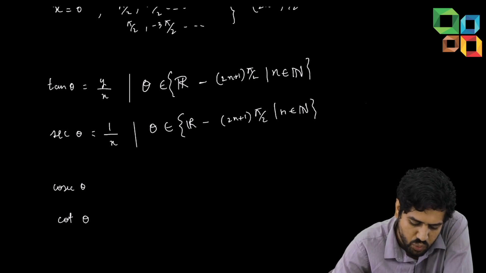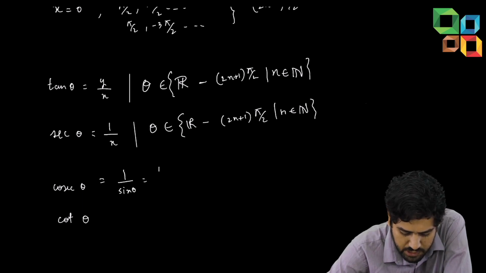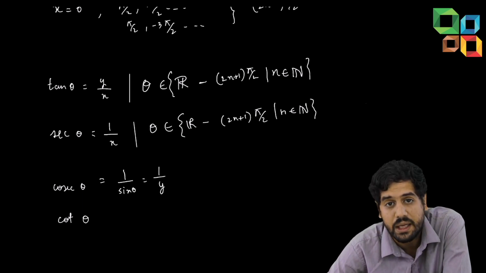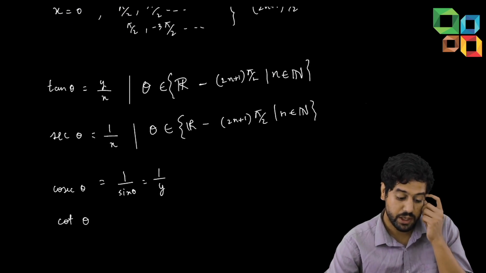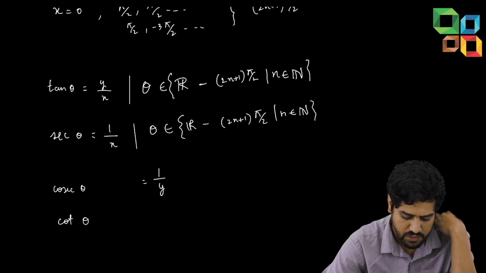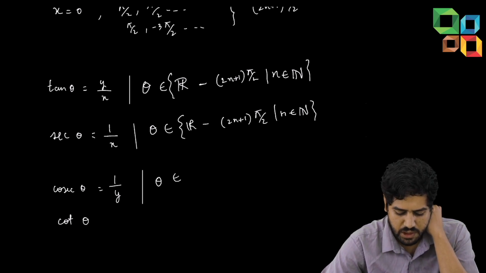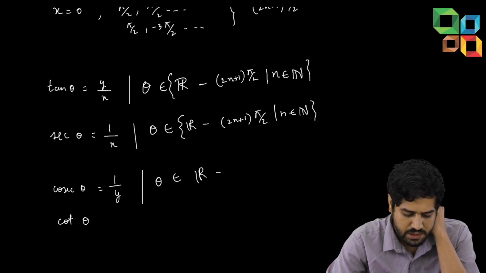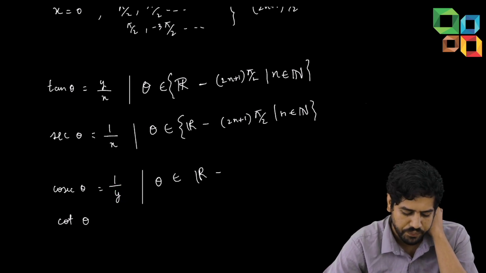What about cosec and cot? Cosec is defined as 1 by sine, right? But sine theta is nothing but y. We saw that sine theta is y. So we can define cosec theta as 1 by y. And this will be defined for what values of theta? This will be defined for theta belonging to the set of real numbers minus the set where y is 0. Now, where will y be 0?